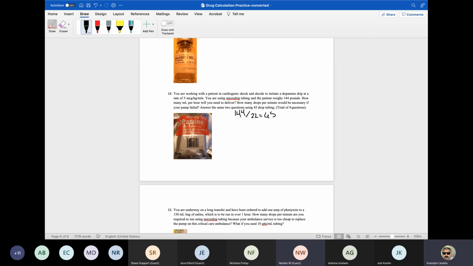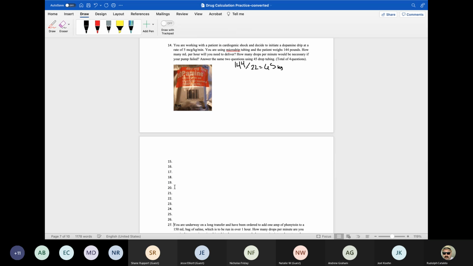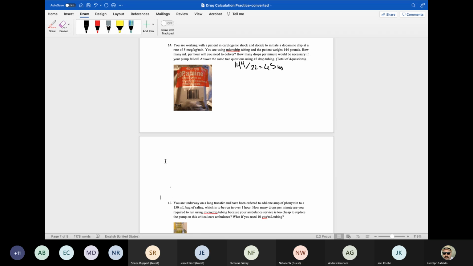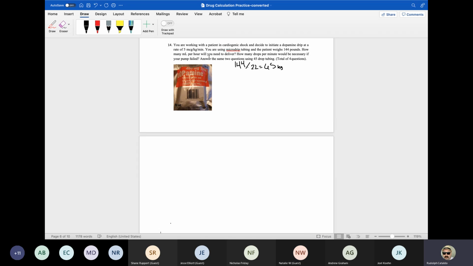So that's my weight, 65 kilos. So I need to administer, if you look at the equation up there on 14, I need to administer 5. Let me move this down for you guys so I can create some workspace. Okay, so they want me to give 5 micrograms per kilogram per minute, okay? You see that?